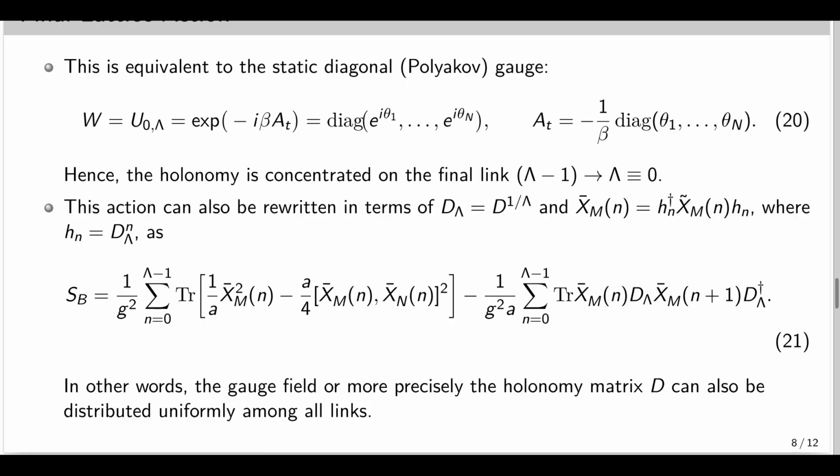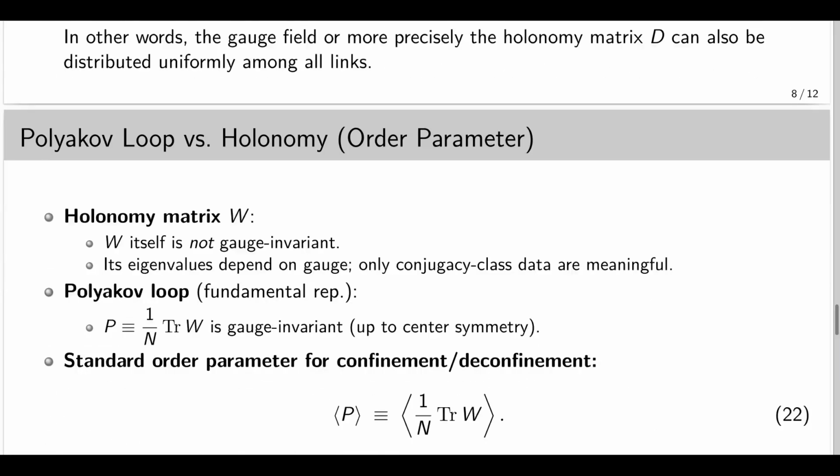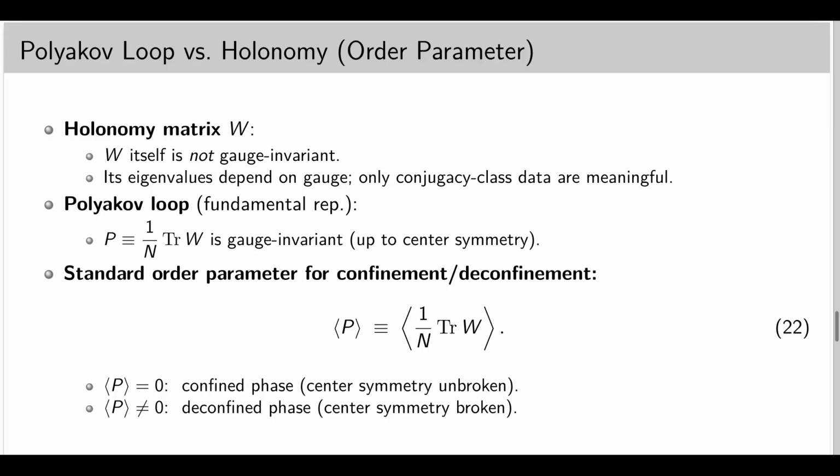However, we can also distribute it uniformly among all links using D to the power 1 over lambda, the lambda-th root of D, with the final action given in equation 21. Finally, W itself isn't gauge invariant. The Polyakov loop is P equals 1 over N times trace W. Its expectation value is the order parameter. 0 means confined, non-zero means deconfined.